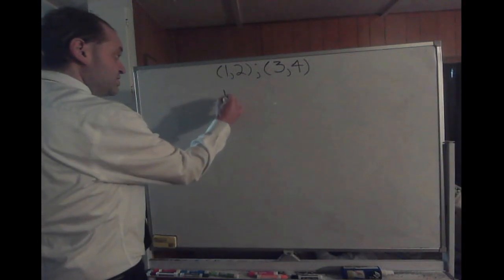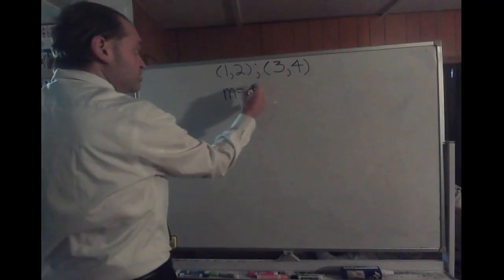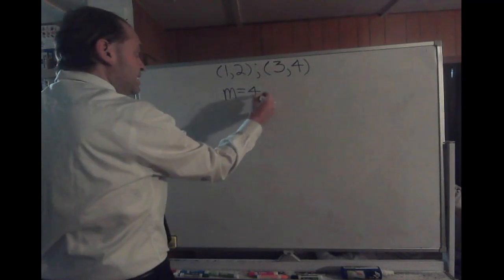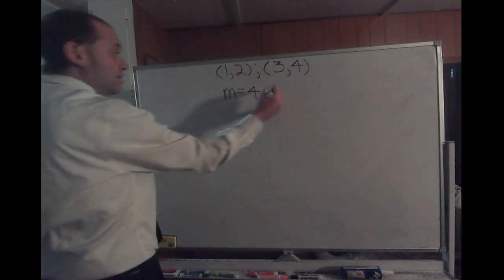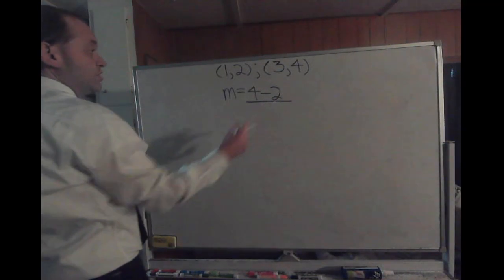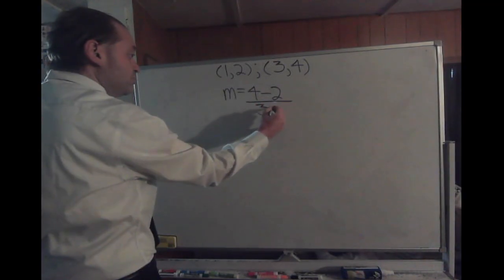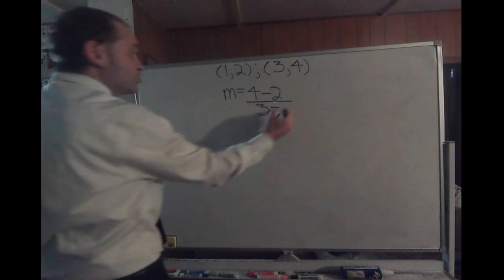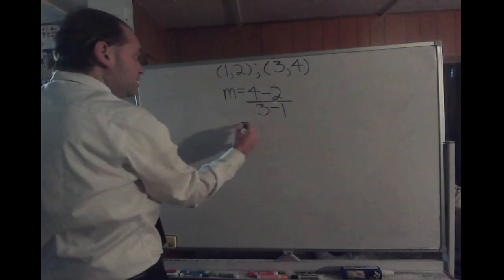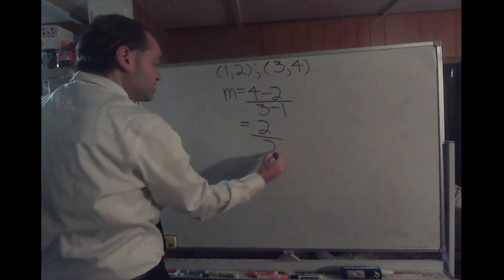So to find your slope, denoted m, you take your second y coordinate, which would be 4, minus your first y coordinate, which would be 2, over your second x coordinate, which would be 3, minus your first x coordinate, which would be 1. 4 minus 2, that's 2. 3 minus 1, that's 2.